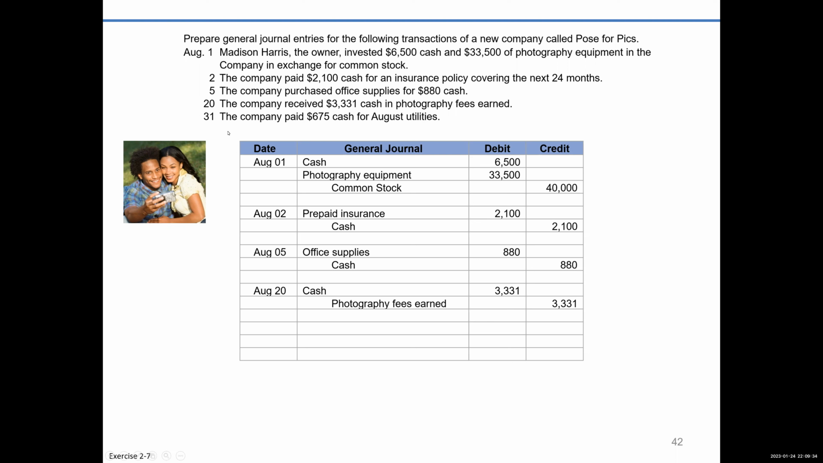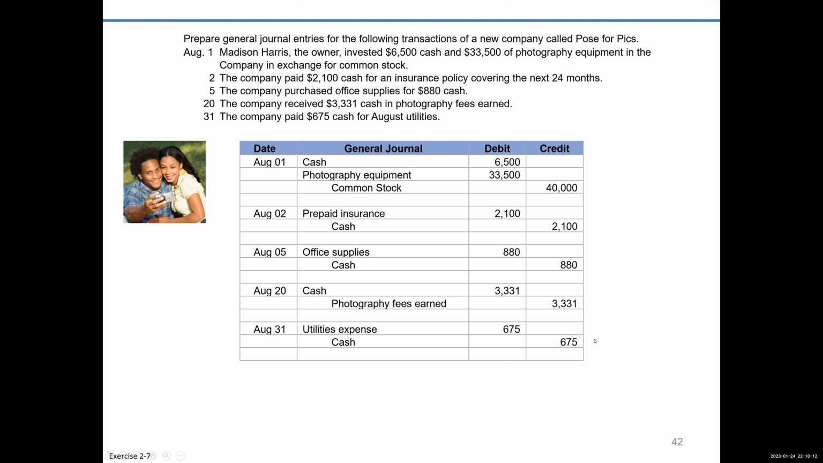The last one, the company paid $675 cash for August utilities. Well, you paid cash. What did I say when you pay cash? Well, you're going to credit cash. Okay. So we know the credit is going to be to cash. Well, what's our debit? Well, we're paying our utilities. So that must be utilities expense, right? Of $675. Okay. And like I said, we paid cash. We're going to credit cash, $675.